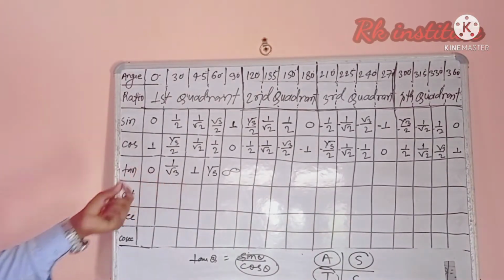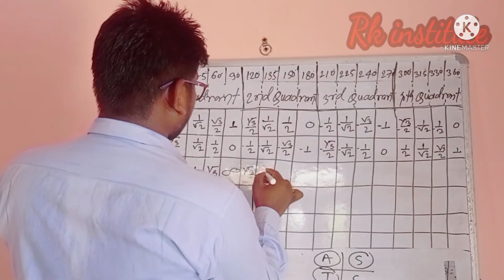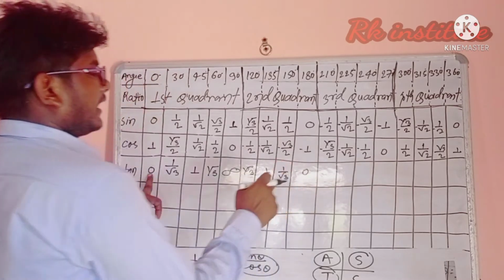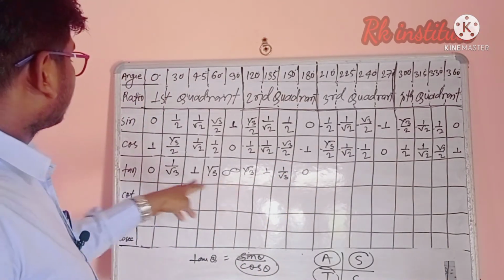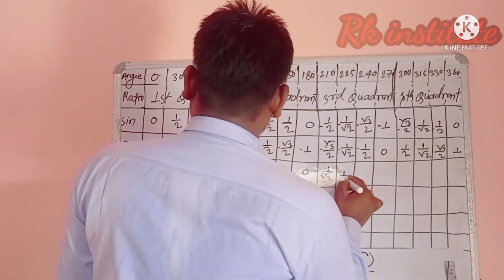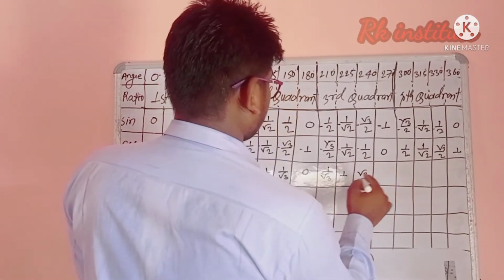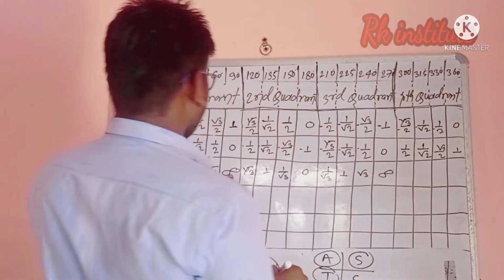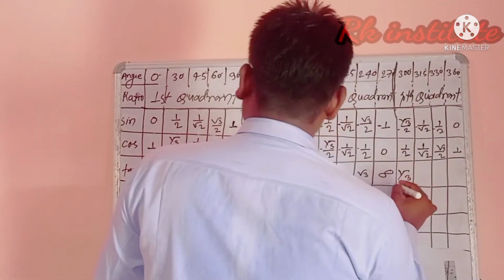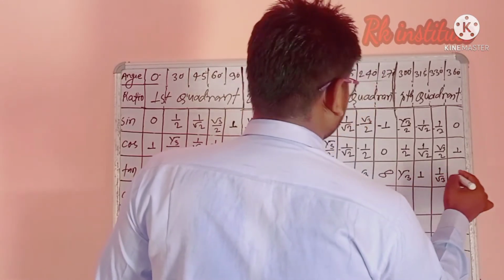Now we have to write tan. We have to start from here. Root 3, 1 by root 3, 0. 0 is the end point of the first quadrant, so we start from here. 1 by root 3, 1, root 3, so infinite, and infinite is the end point, so we start from here. Root 3, 1 by root 3 and 0.